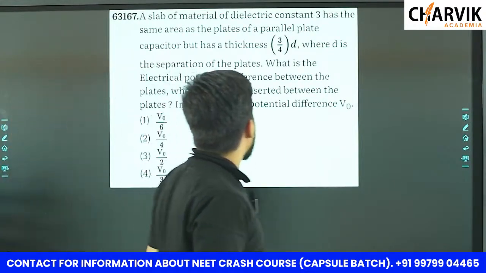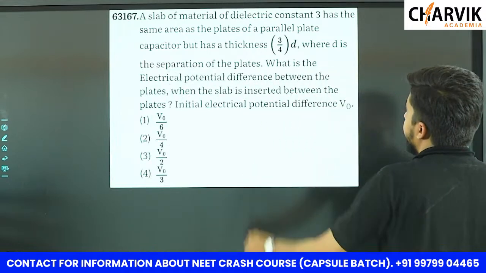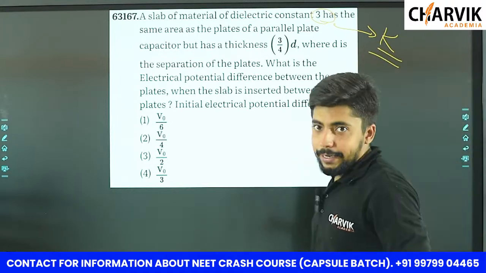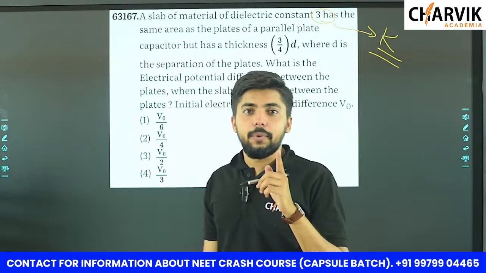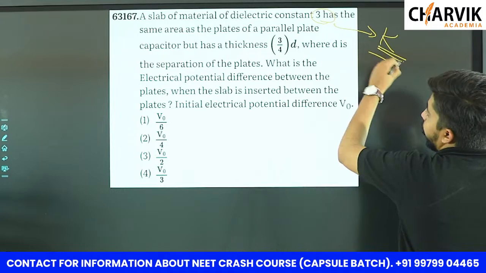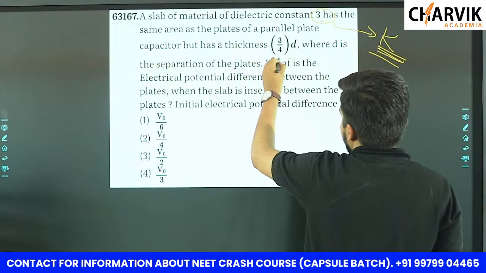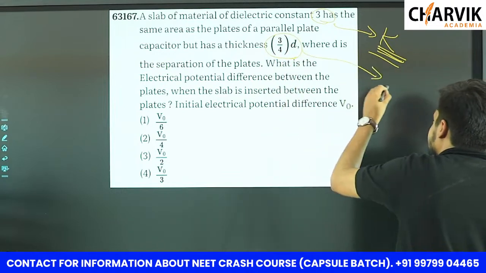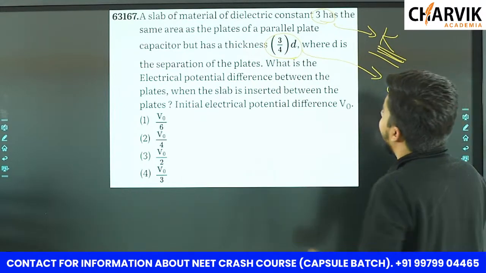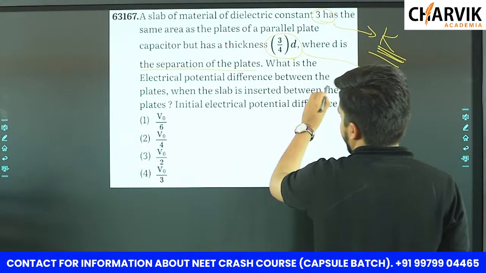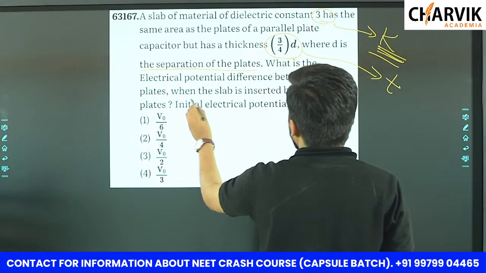A slab of a material of dielectric constant 3. The K is given, the dielectric constant. Which chapter is it? It is chapter number 2, standard 12. And the value of K is given. Same area as the plate of the parallel plate capacitor, but the thickness, denoted by T, where D is the separation between the two plates. What is the electric potential difference between the plates when the slab is inserted?